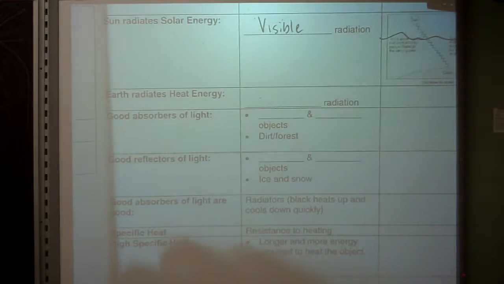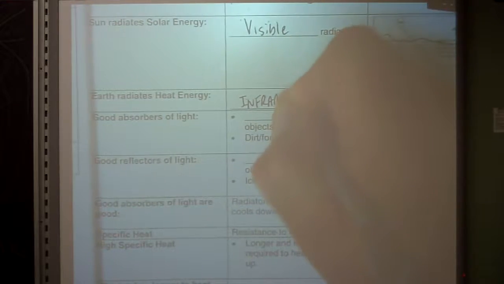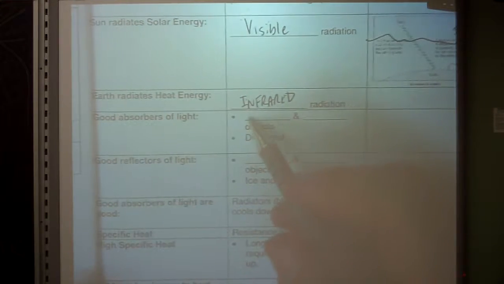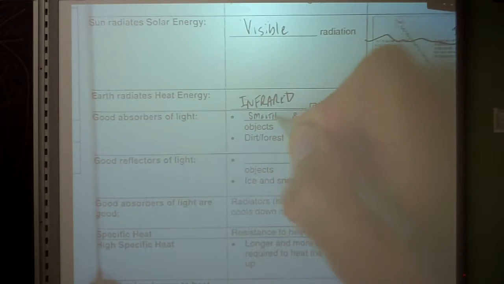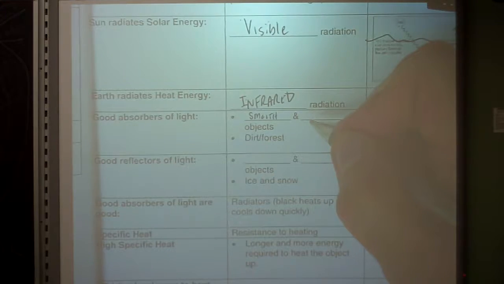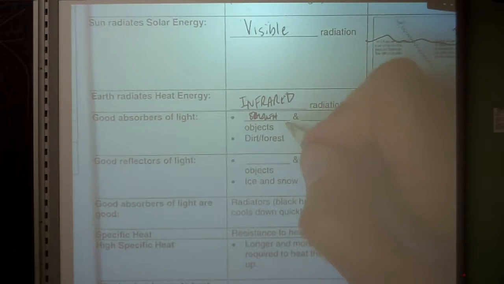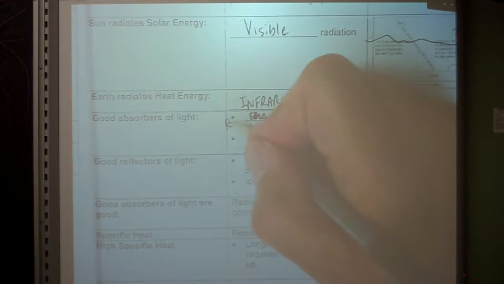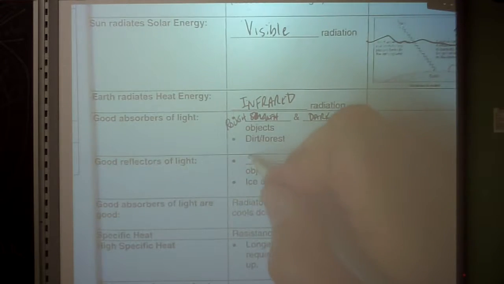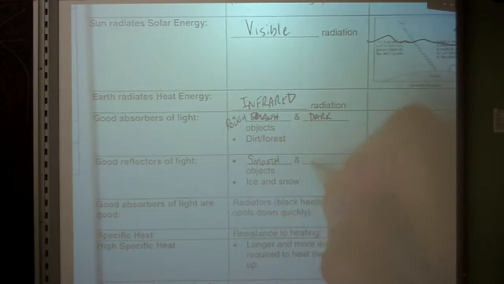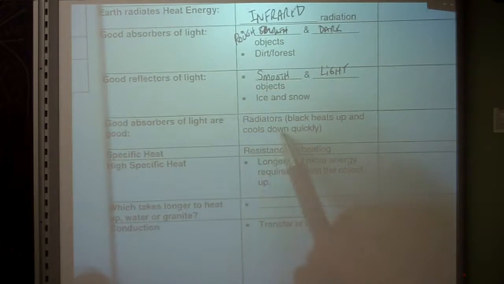Okay, the Earth radiates heat energy as infrared heat energy. Good absorbers of light, if you're a good absorber of light, you're probably going to be smooth, and you're going to be, oh, did I say smooth? I'm sorry, that's totally wrong. Your good absorbers of light are going to be rough, and they're going to be dark. And good reflectors are going to be smooth, and they're going to be light. Good absorbers of light are also good radiators. Like I said, a good absorber is a good radiator.